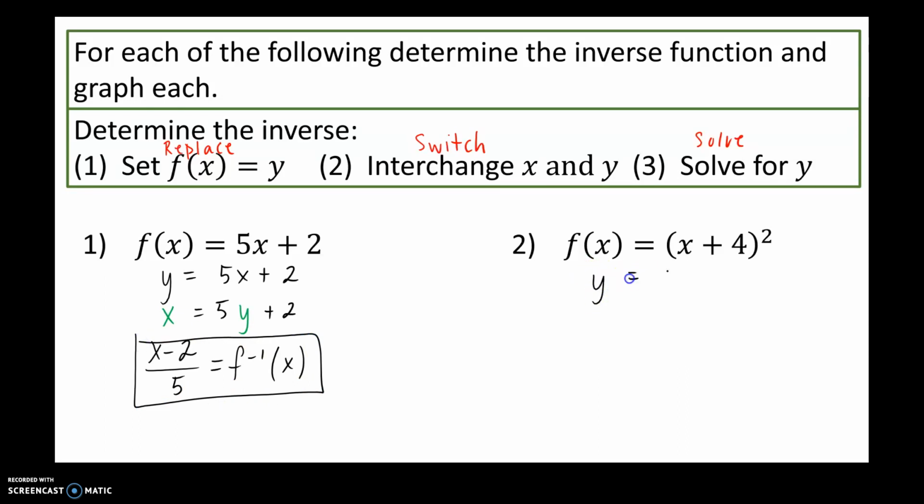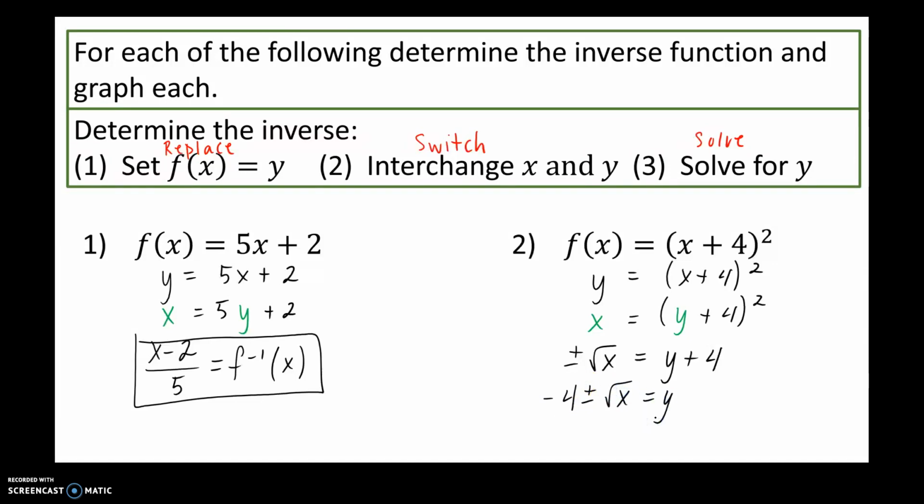And then for number 2, replace, switch x and y. And then to solve this one, I would take the square root. But remember, when you take the square root, 2 answers exist. Okay, and we're going to talk about the domain of inverses in a minute. So solving for -4, it actually looks like this. So there would be 2 functions, -4 plus the square root of x, and negative 4 minus the square root of x. Okay, so I'll come back to this when we look at the graphs on the next couple slides.